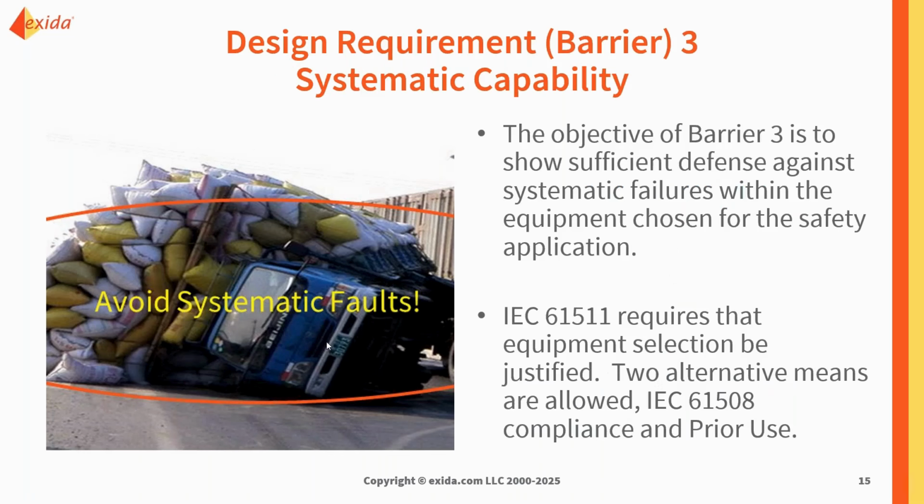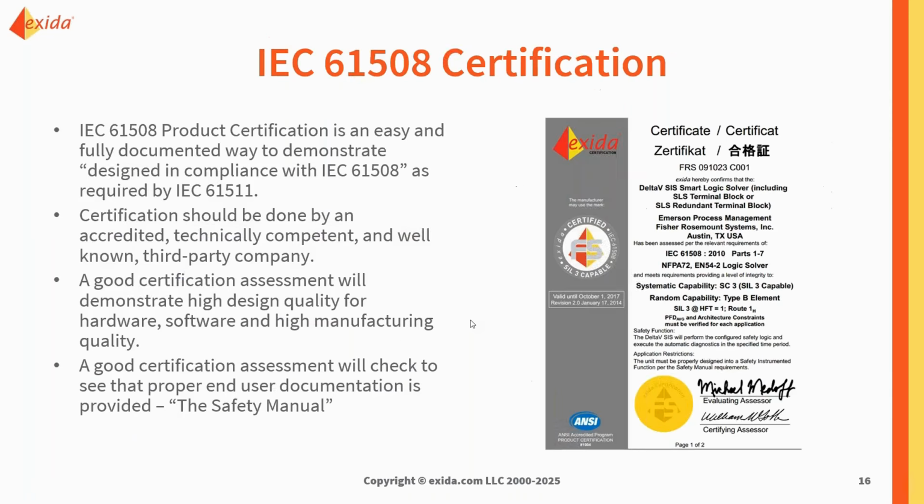So that's for barrier number 2. What about barrier number 3, the systematic capability? As I said to you, the purpose of this is to show that we have sufficient defense against those systematic failures, the D in SIDA for the systematic. And 1511 requires us to justify the equipment selection by 2 means only: either the use of 1508 certified devices, or we have to do prior use. Those are the only 2 methods of justification.